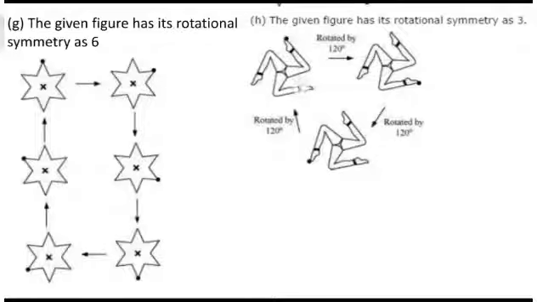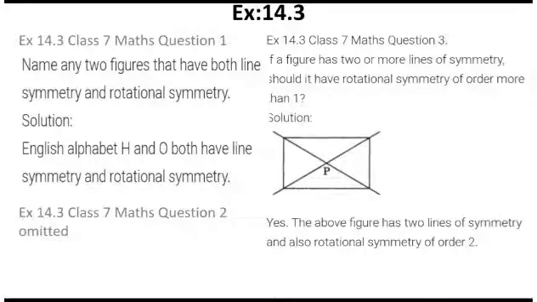Now the next question is H. The given figure has its rotational symmetry as 3. So could you see, students, the black dot here? The leg has come here now and then here now. So 3 times, and 360 divided by 3 will give you the angle of rotation as 120.